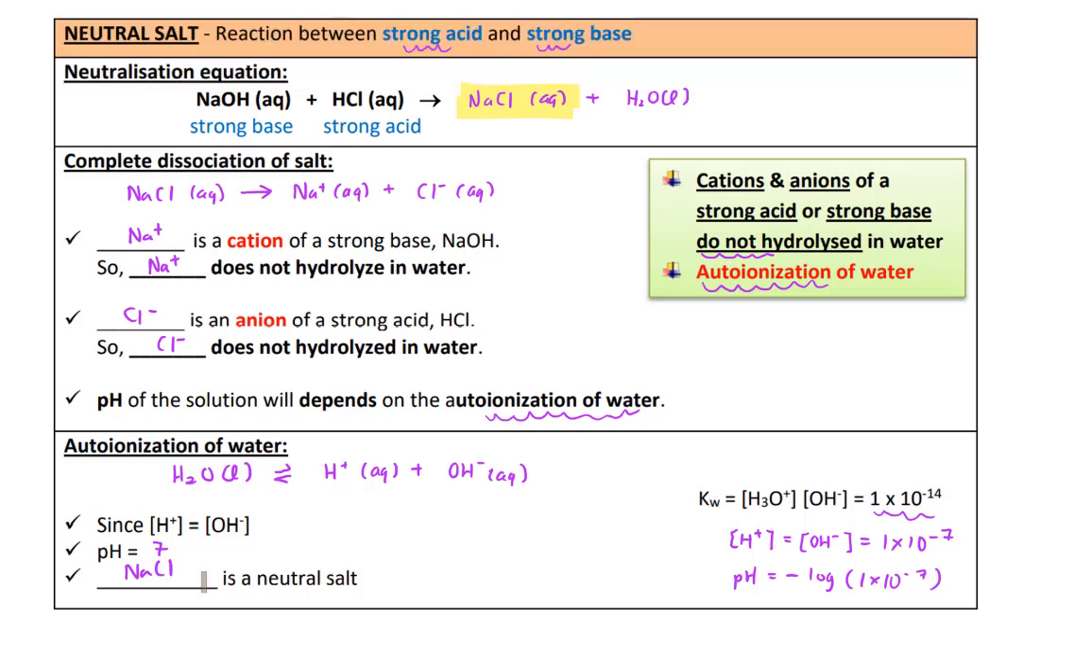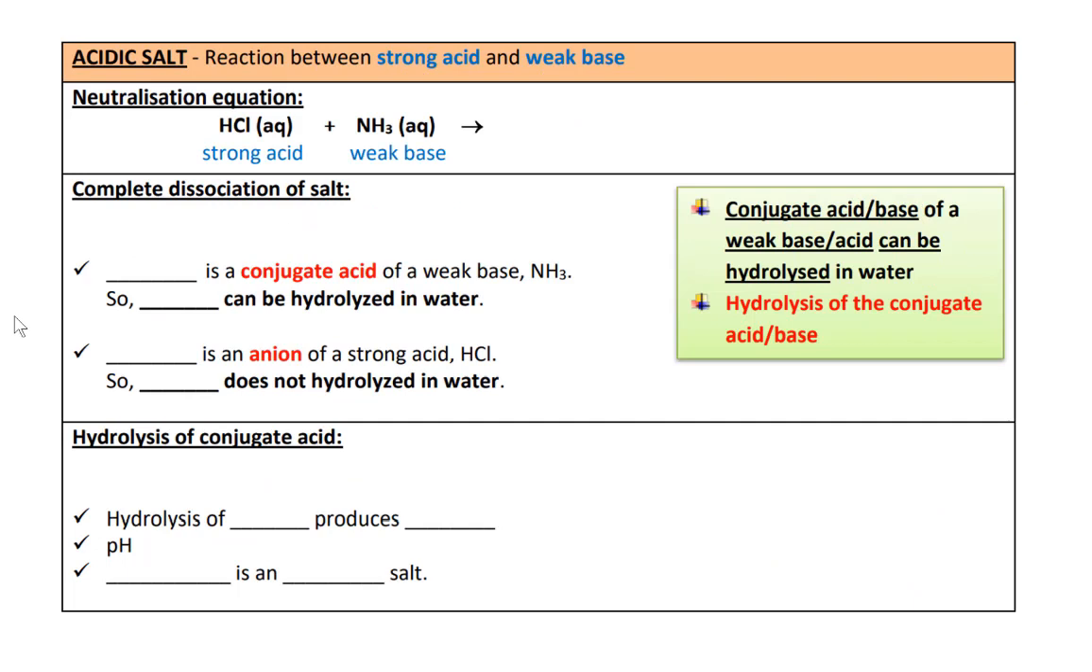So NaCl comes from the terms that Madam highlighted earlier here, and you need to make a conclusion. Based on this auto-ionization of water, NaCl is a neutral salt. Alright, next let's look at the acidic salt.